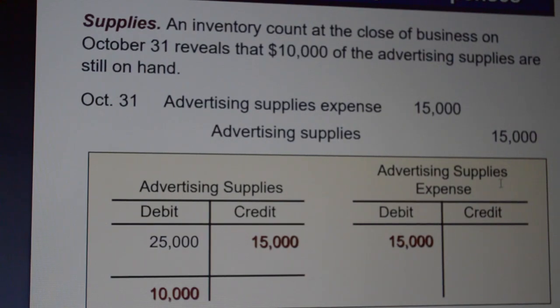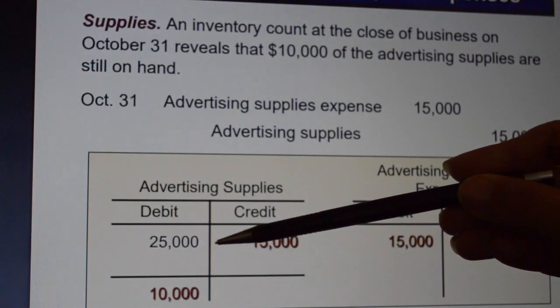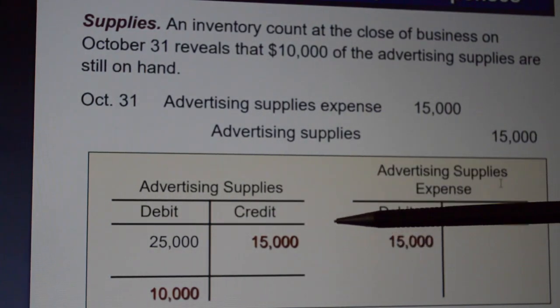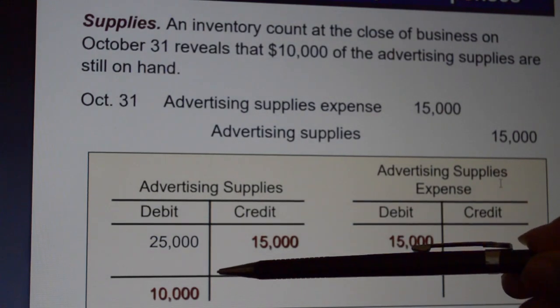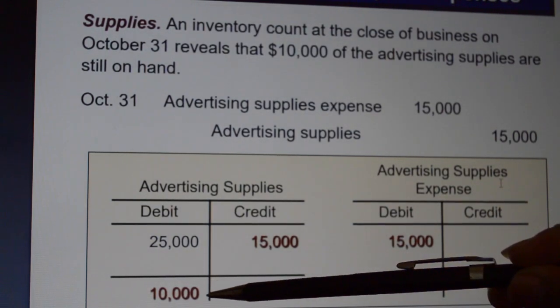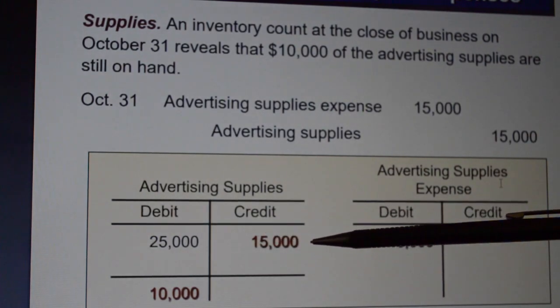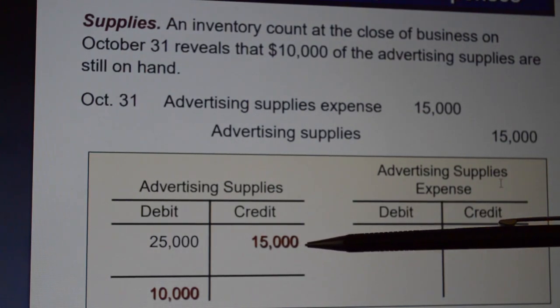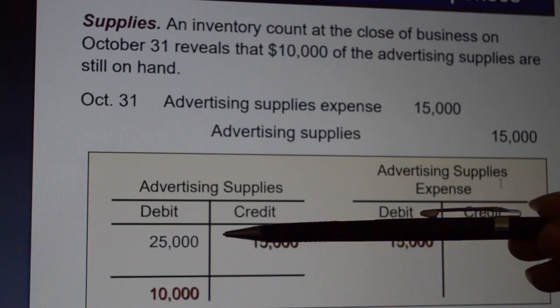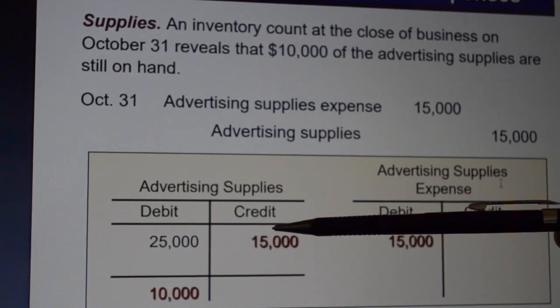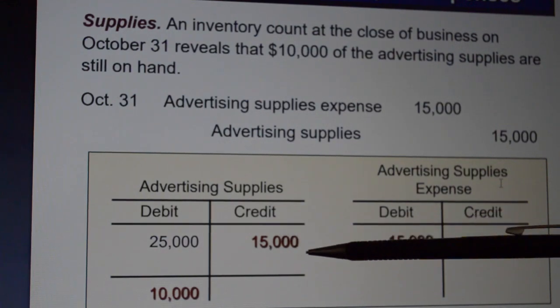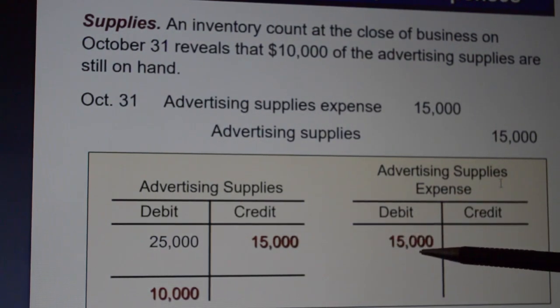Let's see an example for prepaid expenses. The company purchased supplies worth $25,000 at the beginning of the year. And then at the end of the year, when the counting was done, it was found out that supplies worth $10,000 are left. They are on hand. It means that the company has used $15,000 worth of the supplies. So the company will make the adjusting entry. It will credit supplies $15,000 and will increase the expense account by debiting it for $15,000.